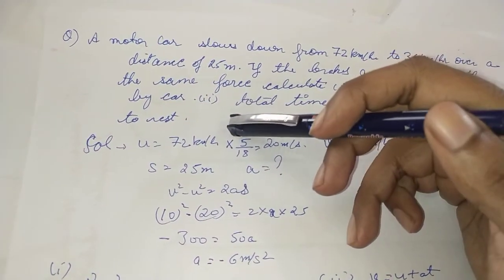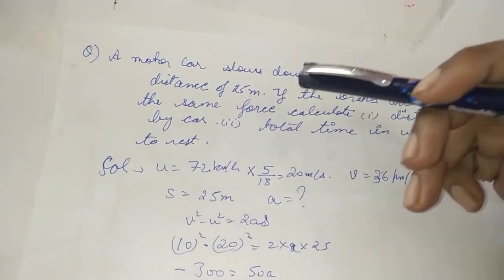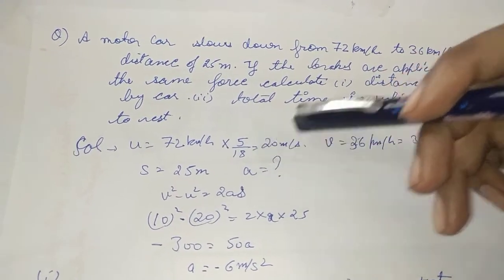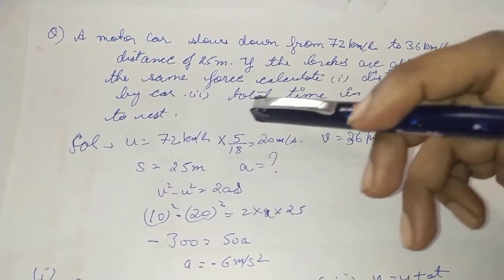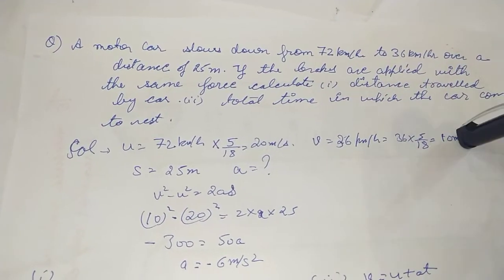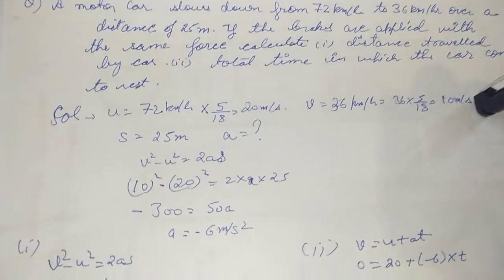Initially the speed is given in kilometer per hour and the distance is in meters, so we will convert this into meter per second by multiplying by 5 by 18 to both the speeds, the initial as well as the final velocity. On transforming, we get 20 meter per second and 10 meter per second.